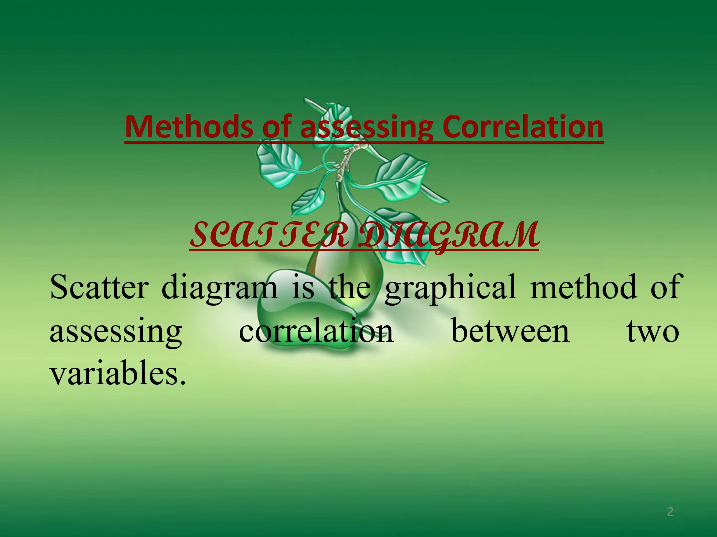Hello everyone. In the previous PPT, we have seen the concept of correlation. Let us now see the methods of assessing correlation. The first method is the scatter diagram method. It is a graphical method of assessing correlation between two variables.